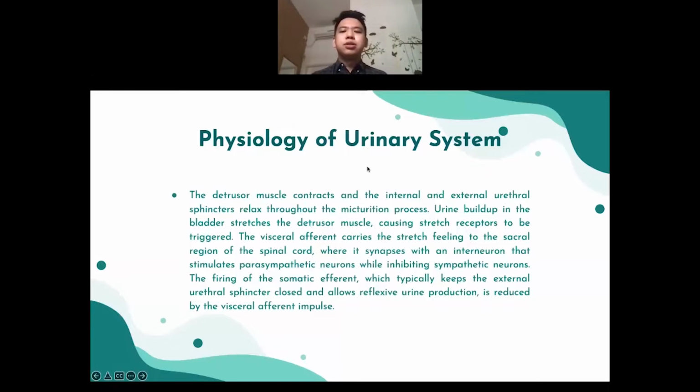The detrusor muscle contracts and the internal and external urethral sphincters relax throughout the micturition process. Urine builds up and the bladder stretches the detrusor muscle, causing stretch receptors to be triggered. The visceral receptors carry a stretch sensation to the sacral region of the spinal cord, where it synapses with an interneuron that stimulates parasympathetic neurons while inhibiting sympathetic neurons. High bladder volume activates the pontine micturition center, which, as well as triggering awareness of a full bladder, results in internal sphincter relaxation and the decision to relax the external urethral sphincter when ready to void.